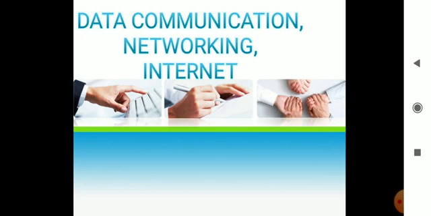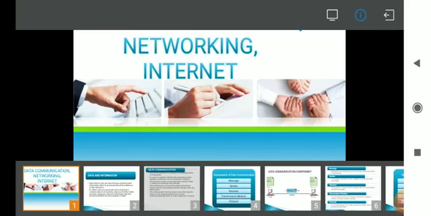The topic of today is data communication, networking and internet. So starting with data communication, the first topic as you can see on the screen.